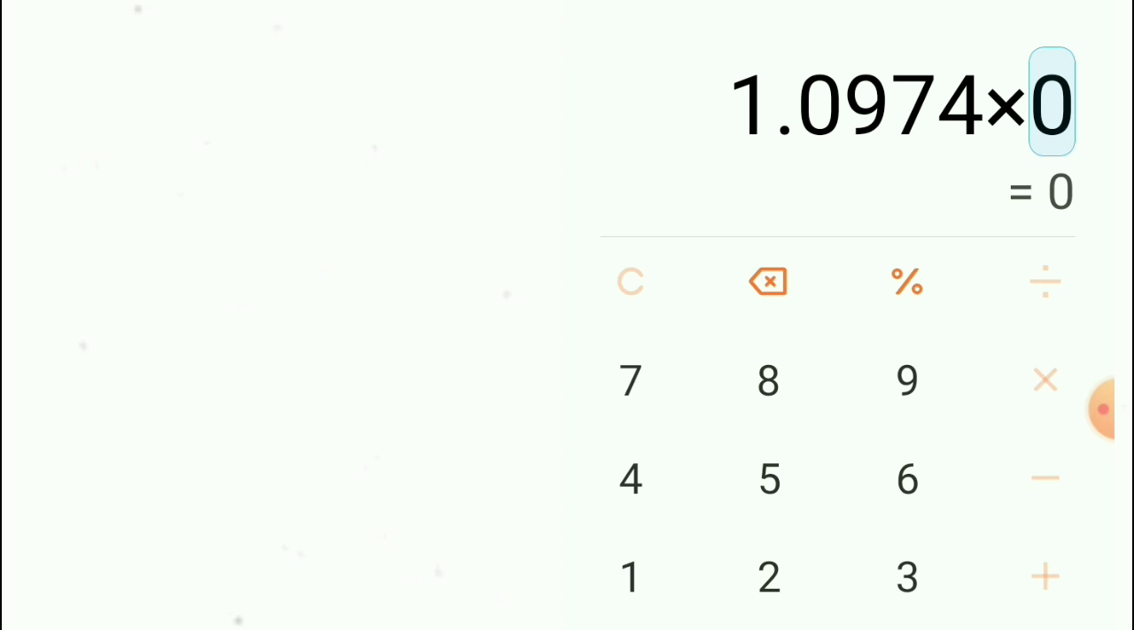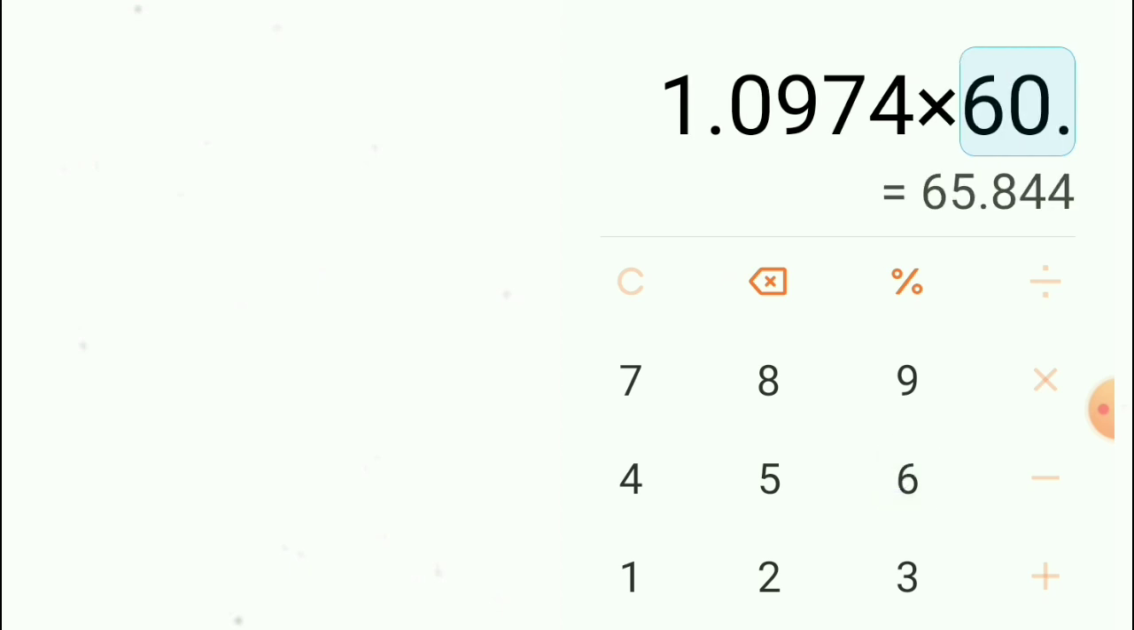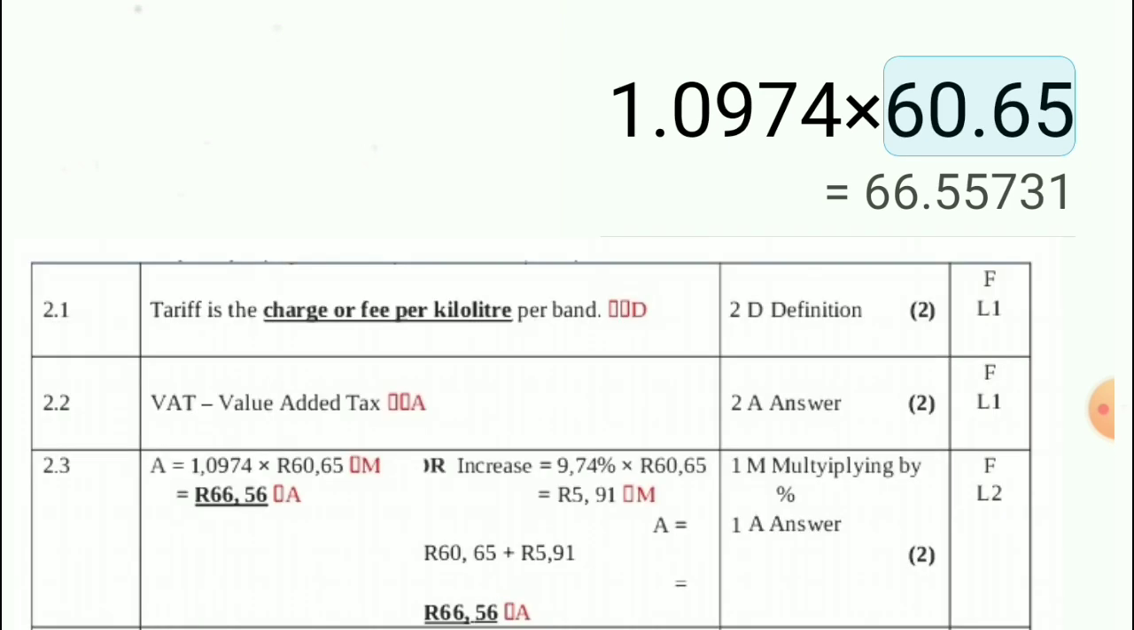Remember the amount we were dealing with, which is 60.65. Let's do it. We put it here, then we find the answer. Right now it's 66.55731. If we round it off to the nearest cent, we get 66.56. This is the answer. So this is the difficult one.